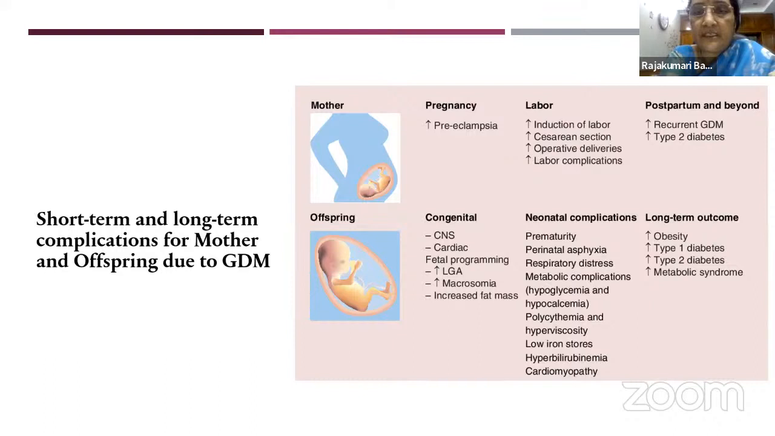increased large for gestational age and macrosomia, and increased fat mass. There are neonatal complications like prematurity, perinatal asphyxia, and respiratory distress, all related to delayed lung maturity. And metabolic complications like hypoglycemia, hypocalcemia, polycythemia, hyperviscosity, hyperbilirubinemia, and cardiomyopathies. In the long-term outcome, it causes obesity, type 1 and type 2 diabetes, or metabolic syndrome in the children.